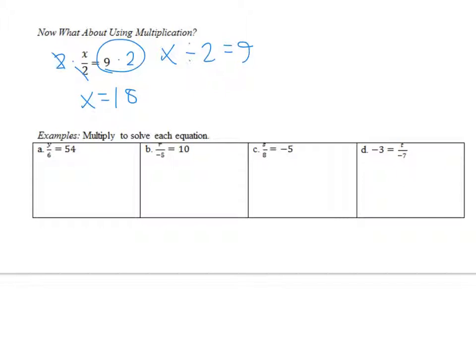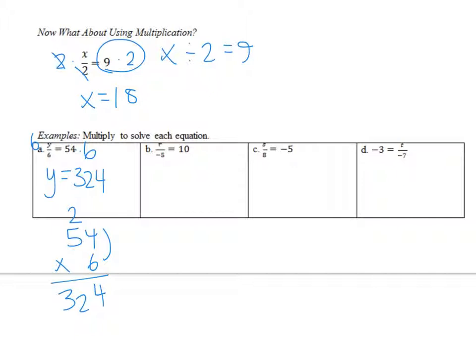So letter A, we're going to multiply both sides by 6, because that's our denominator. So y equals 54 times 6. 4 times 6 is 24. Carry the 2. 5 times 6 is 30, plus 2 is 32. So 324.